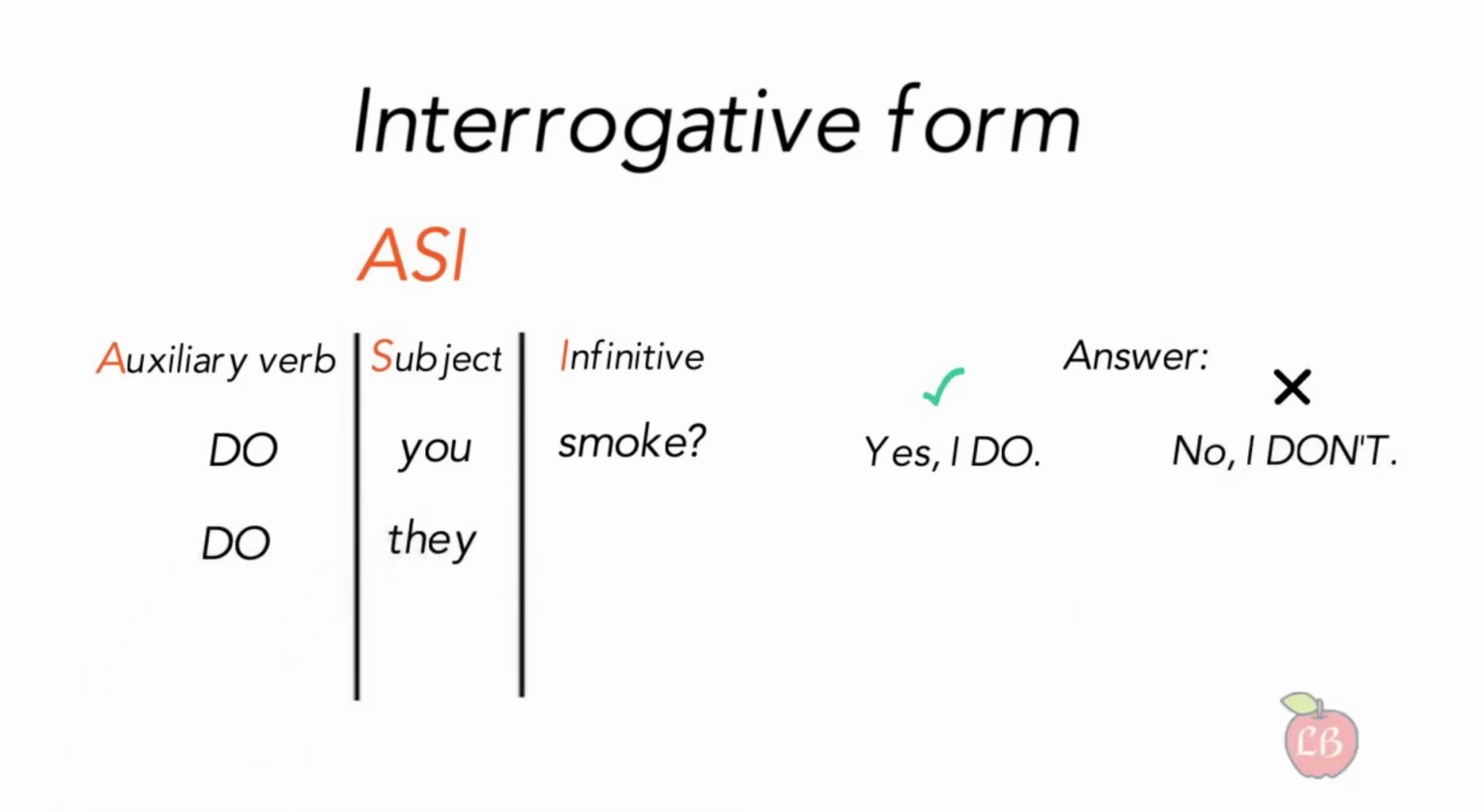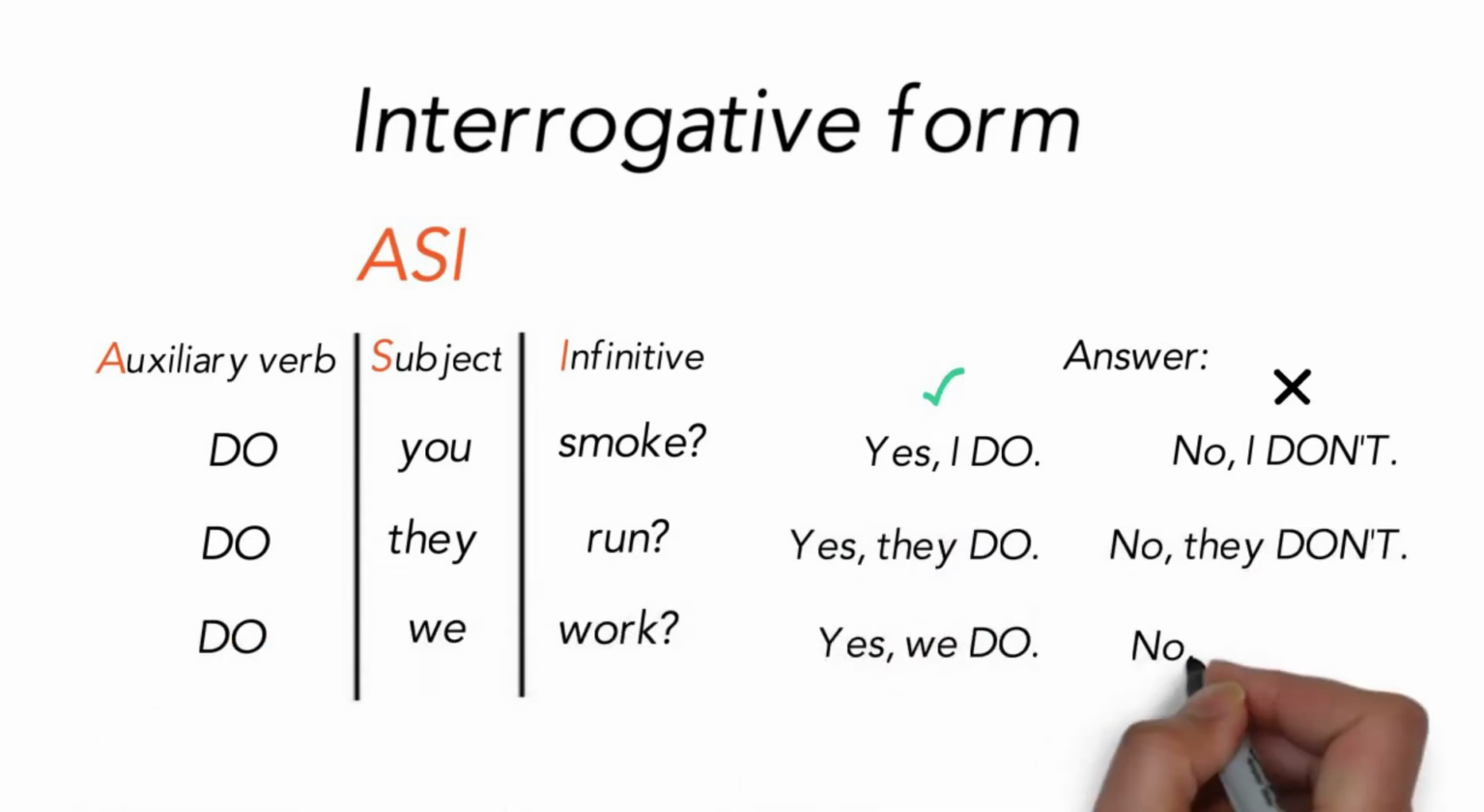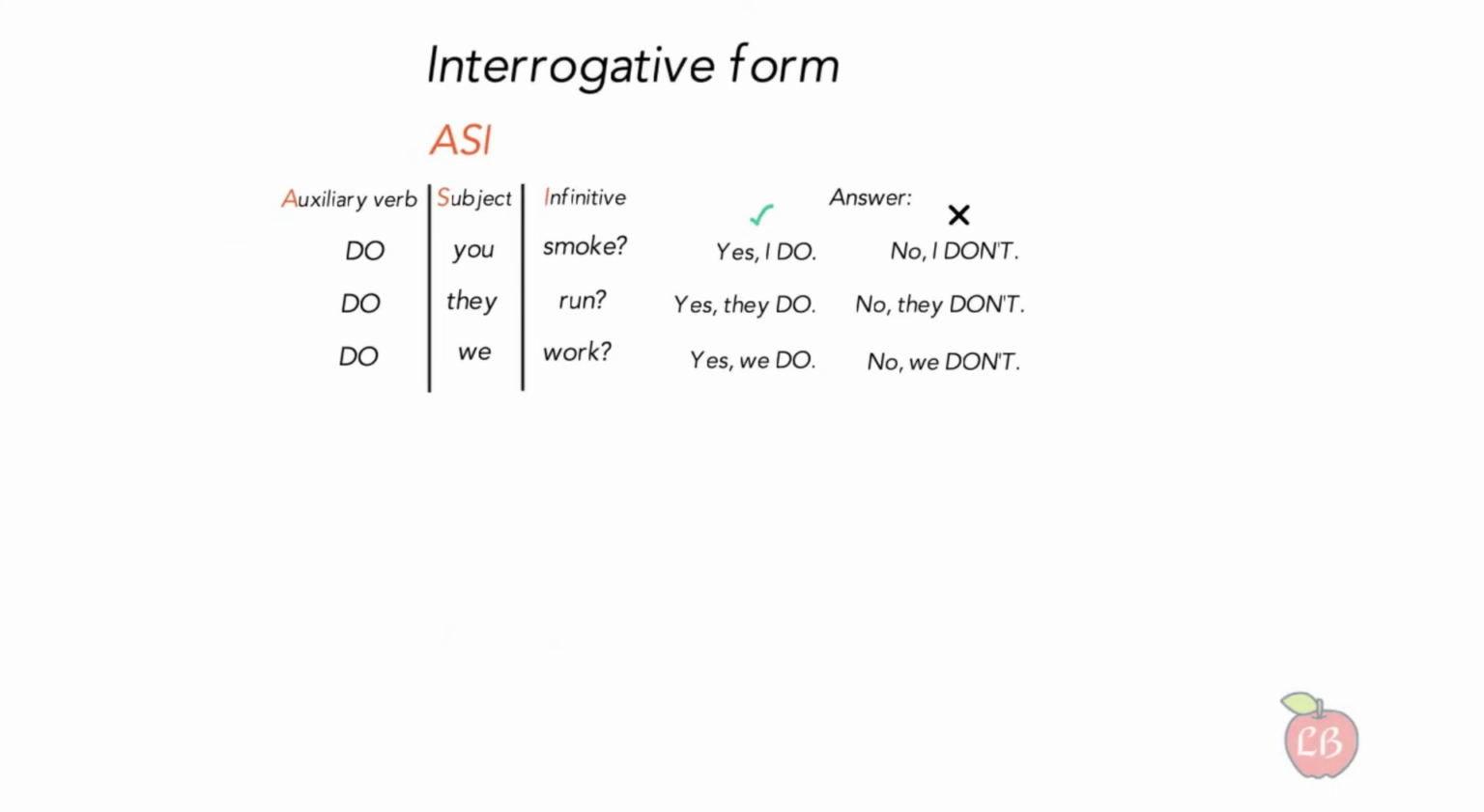Another example, do they run? Yes, they do, or no, they don't. Do we work? Yes, we do, no, we don't. Now remember that with he, she, it, we use the auxiliary does. The same pattern, ASI.